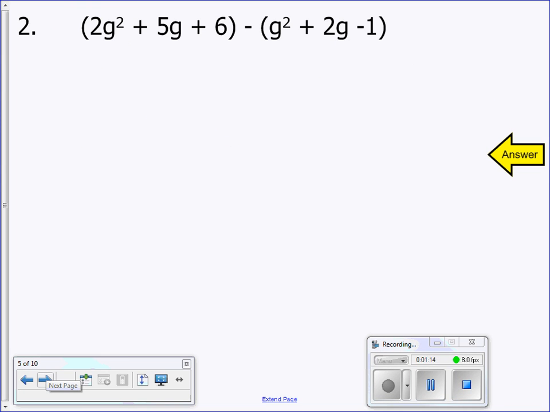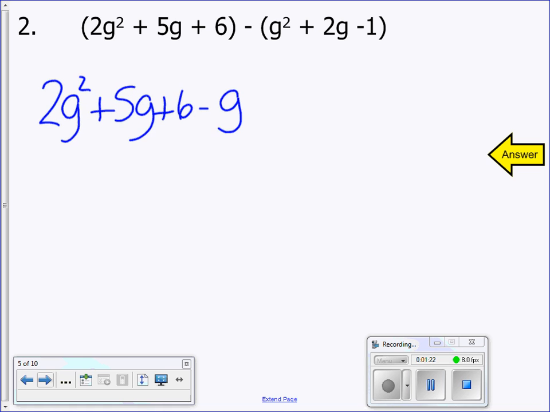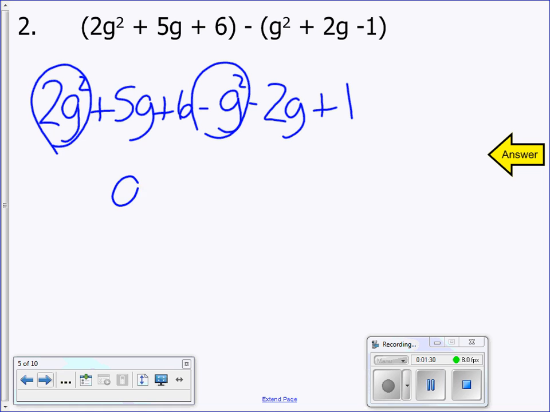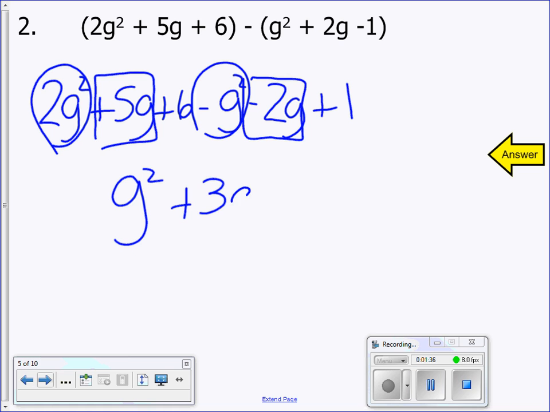All right, now we're going to subtract. So I'm going to do 2g squared plus 5g plus 6 minus g squared minus 2g plus 1. So putting this one and this one together, that's g squared. 5g minus 2g is 3g, and 6 plus 1 is 7.